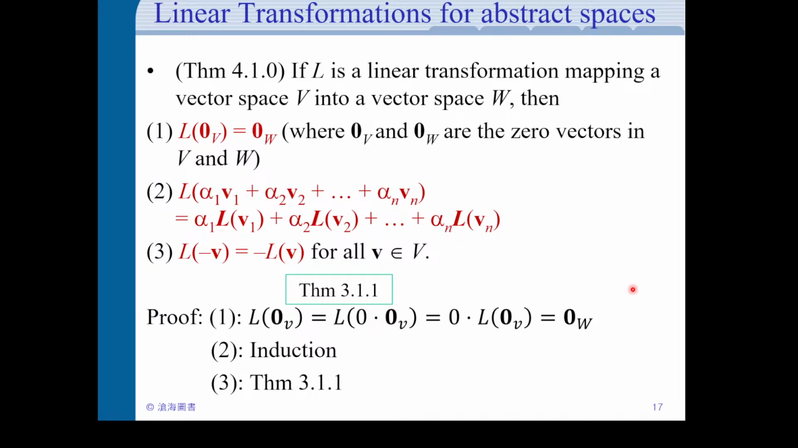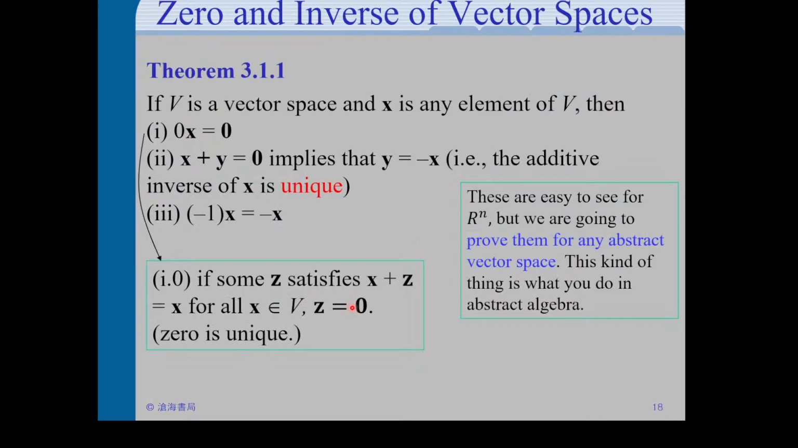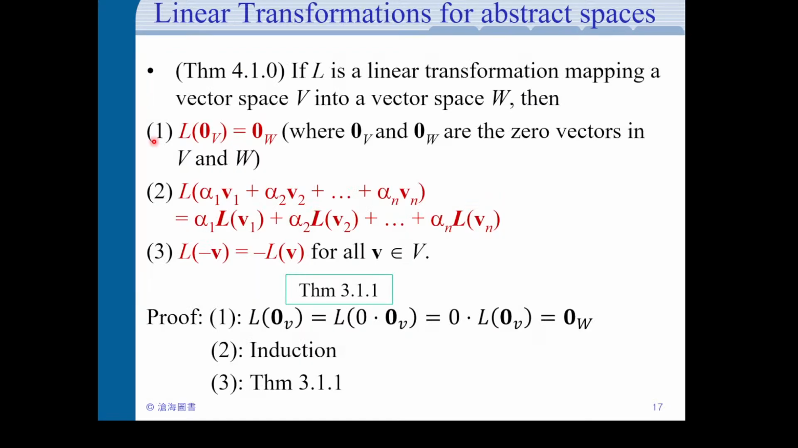So it's the 0 vector inside space W. Okay, so here is the proof. The smart part is you use theorem 3.1.1 and get an extra scalar multiplication of 0 here. And then the scalar multiplication can get out of this mapping by L.